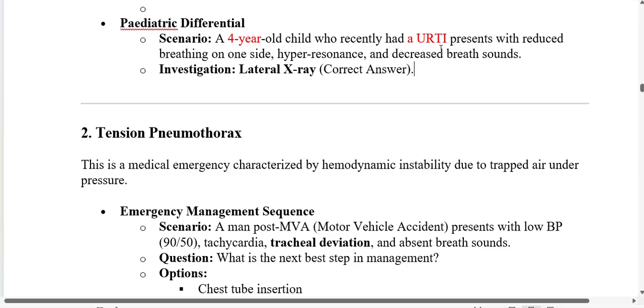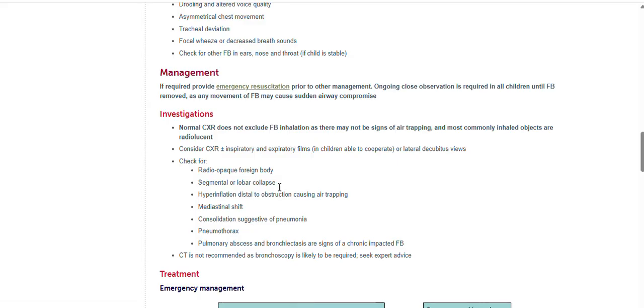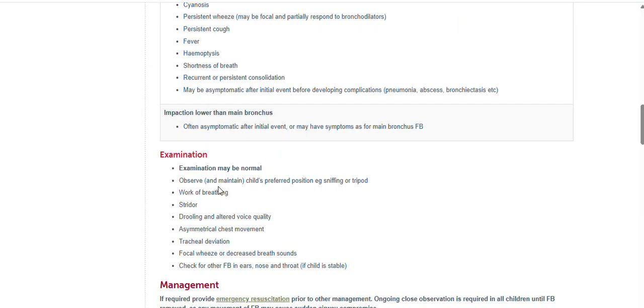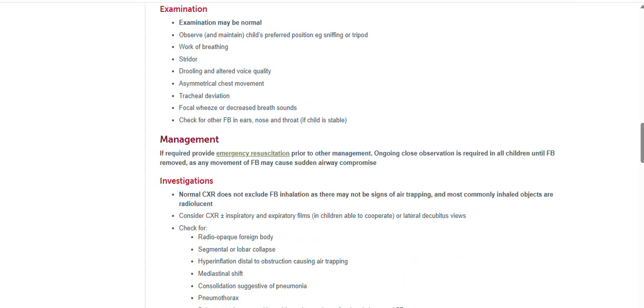So with the upper respiratory tract infection, it might be earlier, he might be misdiagnosed, and it's a 4-year-old child, so it might be a foreign body, because a foreign body will present in the same way. Okay, here is the guideline. It's just like the examination: observe work of breathing, stridor, drooling, asymmetry of chest movement, tracheal deviation, focal wheeze, decreased breath sounds, and check for other foreign bodies in the ear, nose or throat if the child is stable. All the signs are the same actually, and that is why it's so confusing.